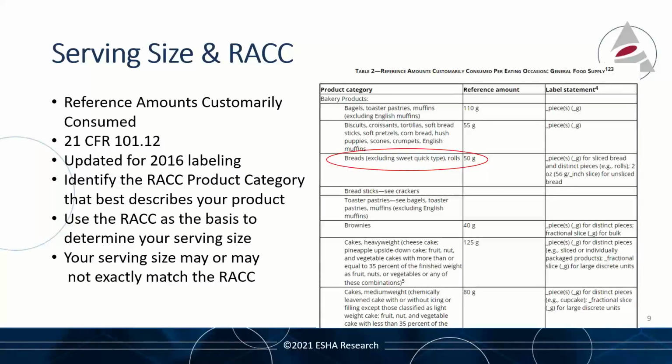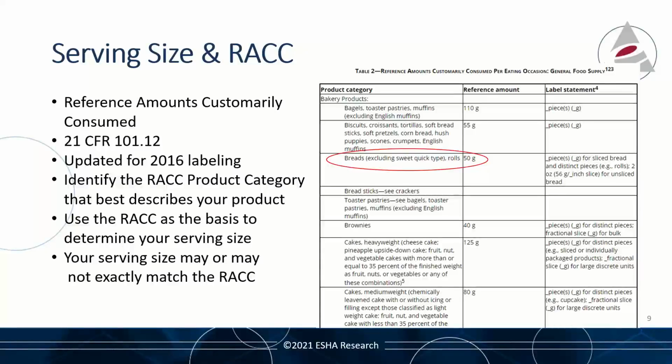For unsliced breads, there's an option or a reference amount of 2 ounces. So that gives the consumer context, and it might be accompanied by a certain size in inches, again, to give consumers an idea of how big a serving size should be.